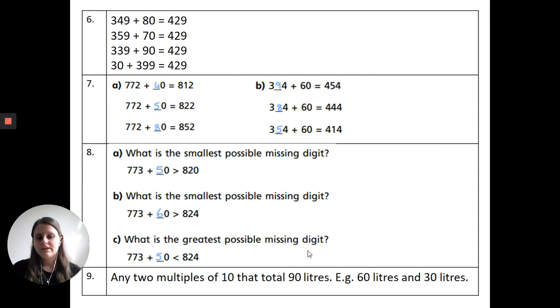And our final set of answers. Again, pause the screen, have a look if you've got them correct. When you get to the last question, you'll see that it's any 2 multiples of 10 that total 90. So the difference between those 2 numbers was 90. So the example given is 60 litres and 30 litres, but think of 2 numbers that are multiples of 10, two numbers in the 10 times table that would add together to make 90. So 70, 20, and so on.